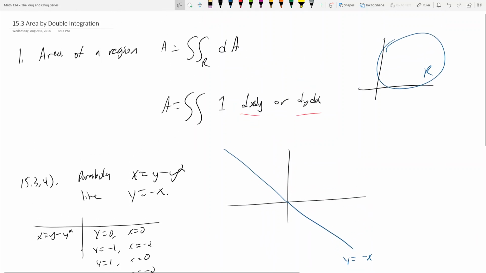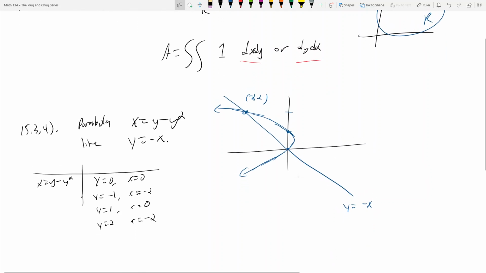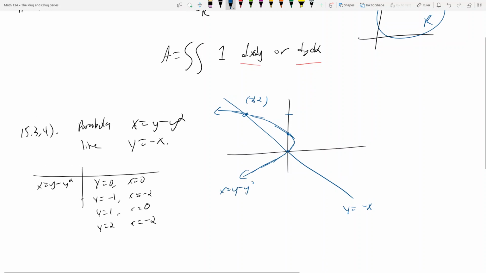So it looks something like this. If that's 1 and that's 2, then it's 0 here and 0 here. It's a parabola that opens this way, and at 2 it's going to be at negative 2, and so we go like that. This point is 2, negative 2, or rather negative 2, comma 2. It's on both curves: on y equals negative x, and on the parabola x equals y minus y squared.